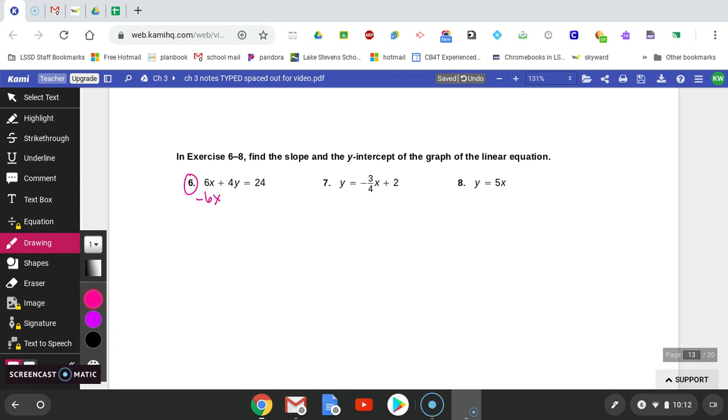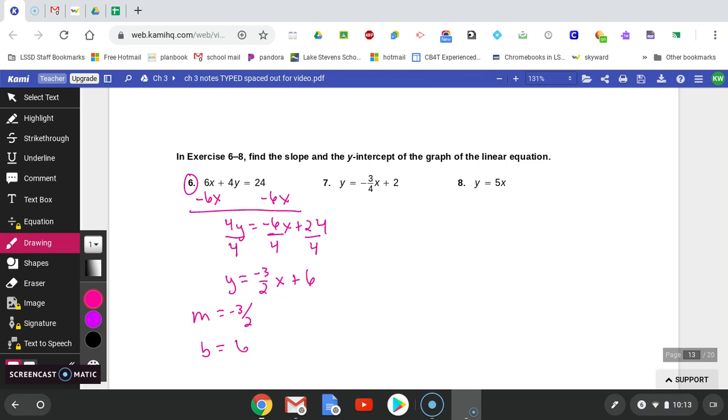So if I subtract the 6x over, I'm left with 4y is equal to negative 6x plus 24. I went ahead and put the negative 6x first so that it's closer to slope-intercept form. Then I need to divide by 4, but if I divide by 4, I have to divide every single thing by 4. So negative 6 over 4 can be reduced to negative 3 over 2. I keep the x on it, plus 24 divided by 4 is 6. So my slope I can write as negative 3 over 2, and my y-intercept, or my b, would be 6.